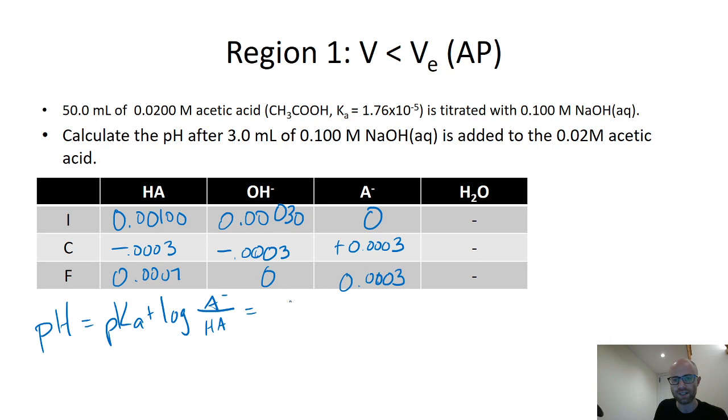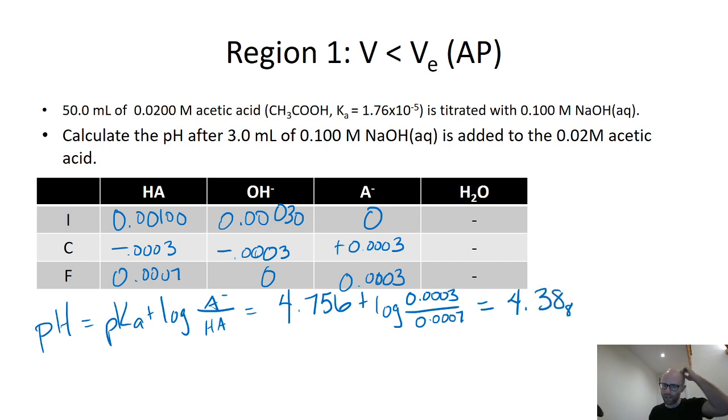In this case, that's going to be equal to 4.756, the pKa of acetic acid, plus log of 0.0003 over 0.0007. And that should give us a pH value of 4.38, which I like. And then hypothetically, you can go through and do that for each pH value.